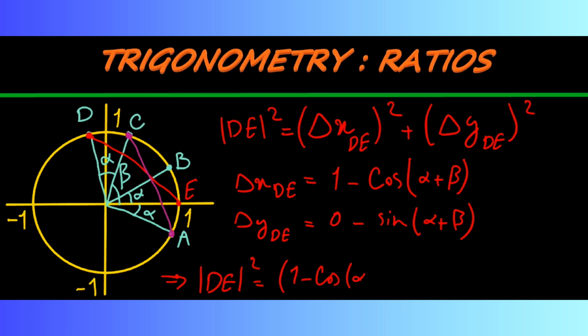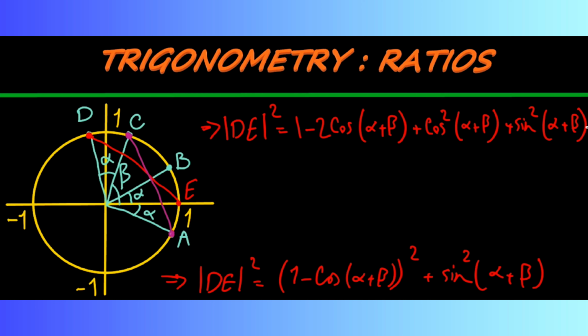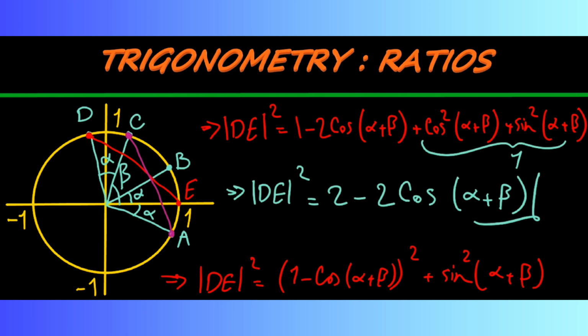Then we write the adjacent and opposite using the ratios of alpha and beta, and we got opposite equal to 1 minus cosine of alpha plus beta and adjacent equal to minus sine of alpha plus beta. We can find the length of DE by placing them into the above equation. After some algebra and using the important formula in trigonometry, which is actually Pythagorean theorem again, we can find DE length like 2 minus 2 times the cosine of alpha plus beta.